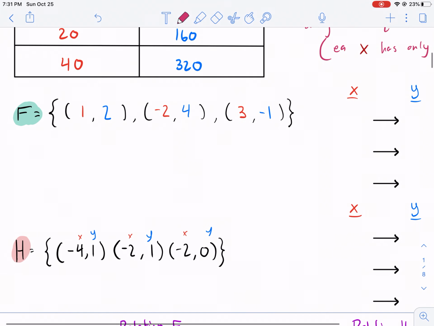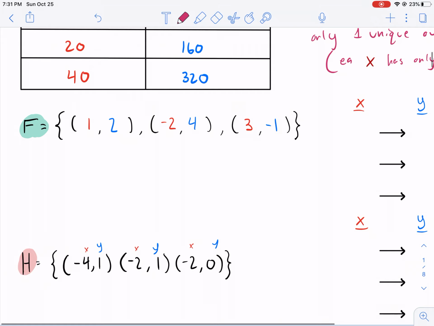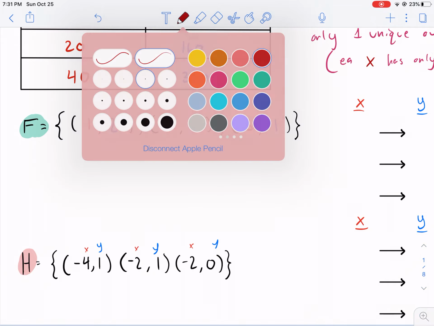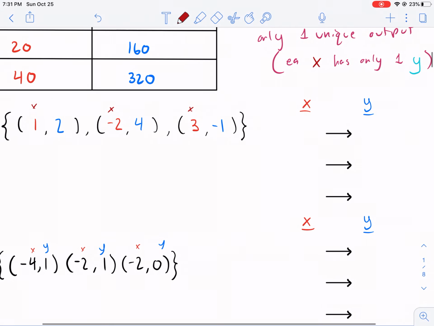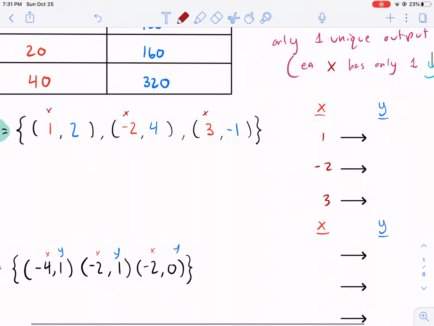Now, here's our first example. We have this function f, and it's only composed of 3 points. So what are our inputs? Our inputs are all the x values. So we can label the x values, and these are going to be our 3 inputs. So we have 1, -2, and 3. As you can see, we only have one of each type of input. There's only one 1, there's only one -2, and there's only one 3.